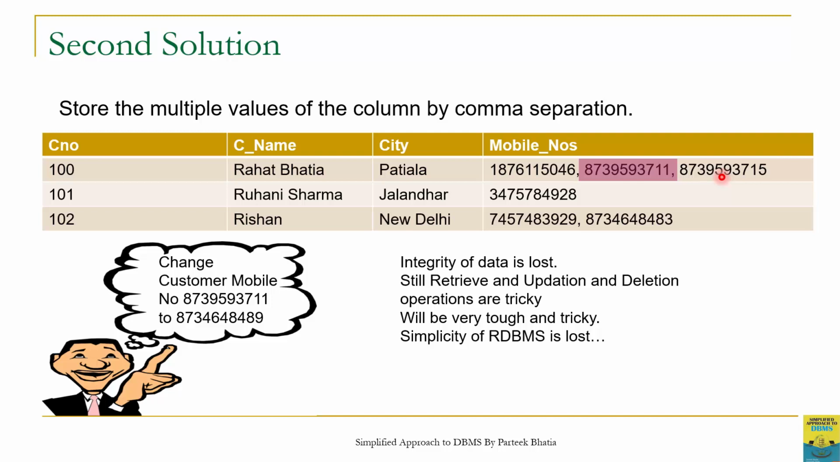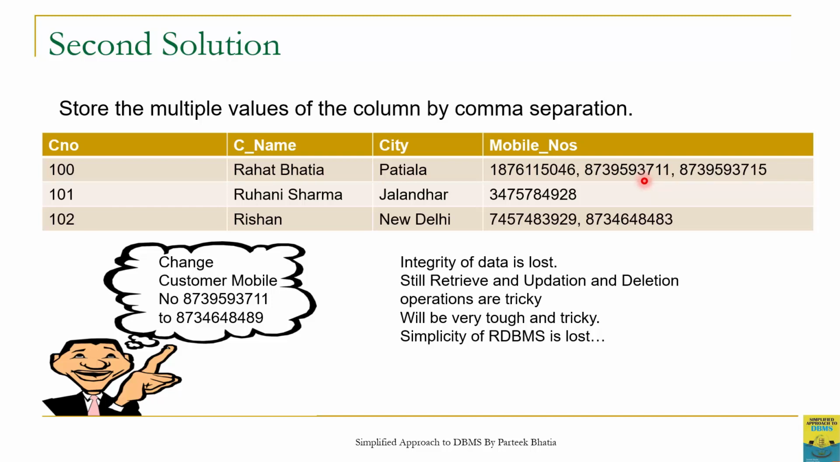We cannot write a query like where mobile number is equal to this, because it is stored by comma separation. So we have to use a complex query to perform this retrieval operation. So the simplicity of retrieval, updation and deletion will be lost if we follow this type of strategy. So both of these strategies will not work.